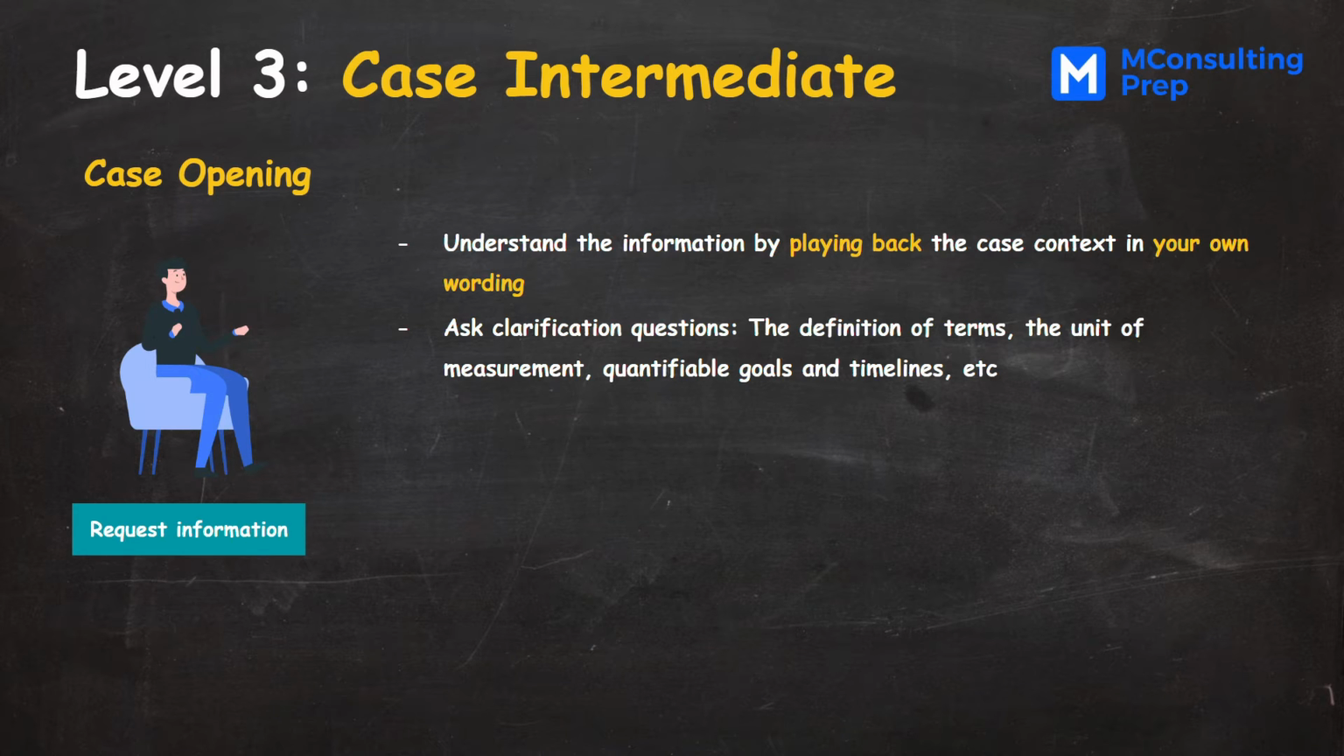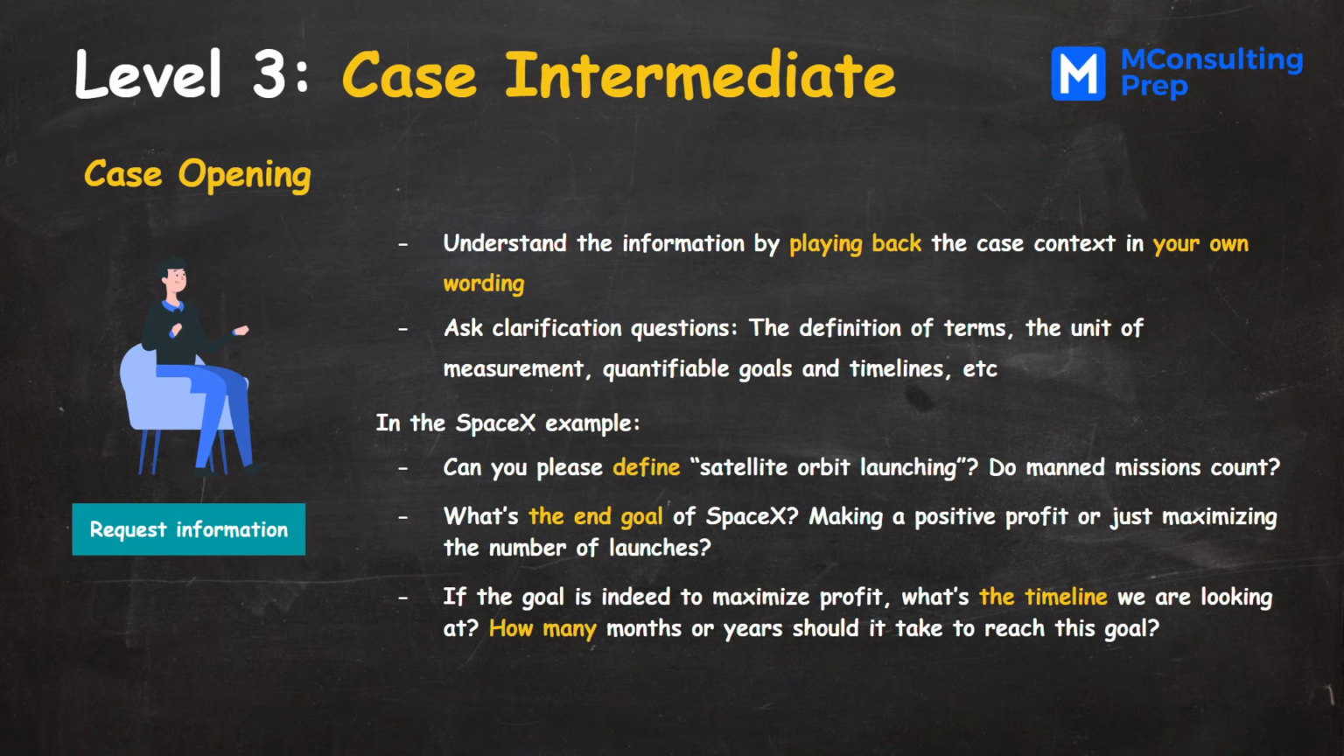Things that usually need clarifying include the definition of terms, the unit of measurement, quantifiable goals and timelines, etc. In the SpaceX example, I would clarify the following. A. Can you please define satellite orbit launching? Do manned missions count? B. What's the end goal of SpaceX? Making a positive profit or just maximizing the number of launches? C. If the goal is indeed to maximize profit, what's the timeline we are looking at? How many months or years should it take to reach this goal?